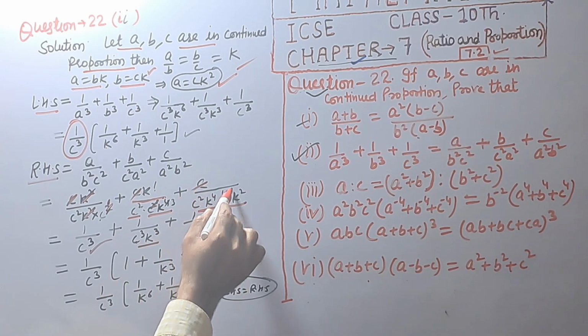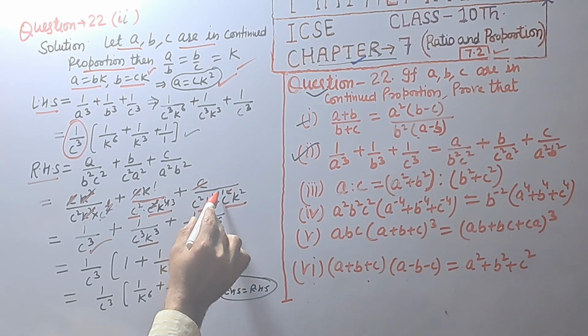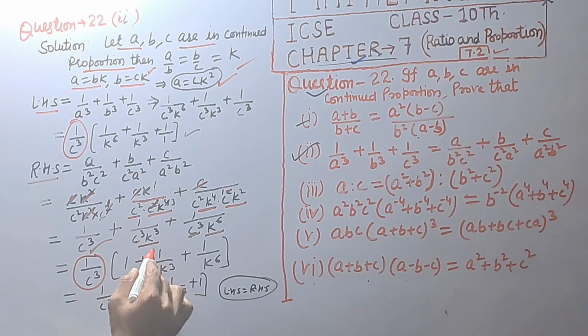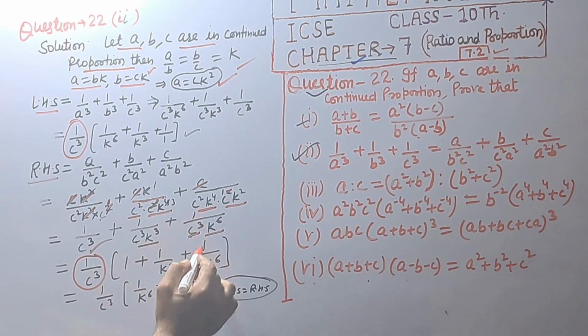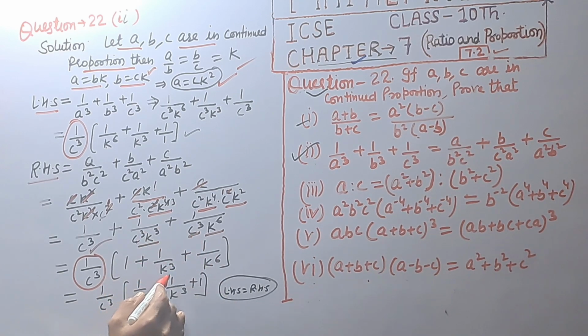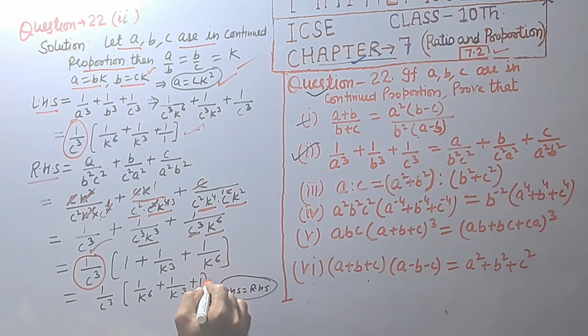c 1 power is cancelled and we get c2 into c1, that is c raised to power 3 k raised to power 4 plus 2, that is k raised to power 6. We are taking common 1 upon c raised to power 3 in bracket: 1 plus 1 upon k raised to power 3, c raised to power 3 is common, plus 1 upon k raised to power 6. We can write it as 1 upon k raised to power 6 first, 1 upon k raised to power 3 second, and last plus 1. So left hand side is equal to right hand side.